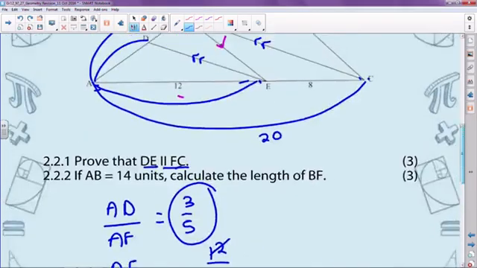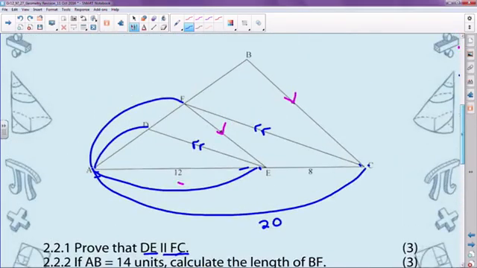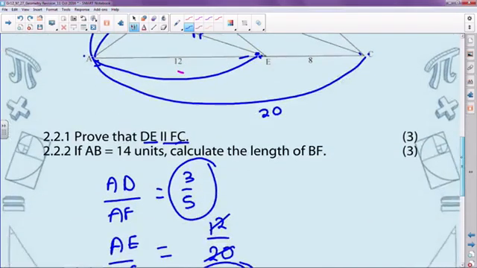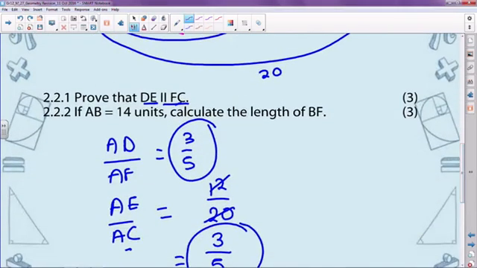What we're saying is, because the line DE divides this triangle AFC, if you look at AFC, it divides that triangle in proportion, it must mean that those two line segments DE and FC are parallel. All right. Okay, so for the next one, they now give you units to work with.